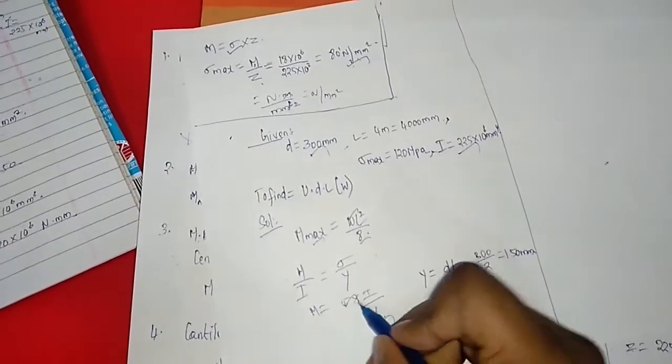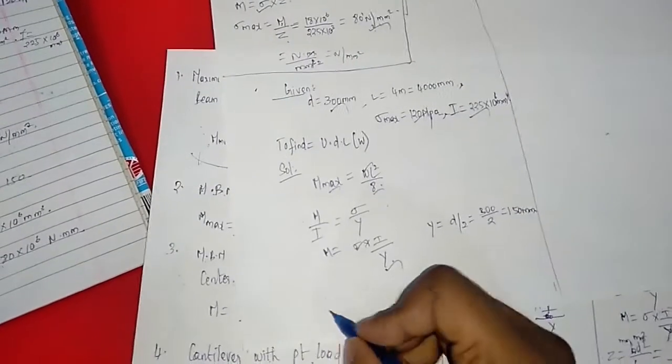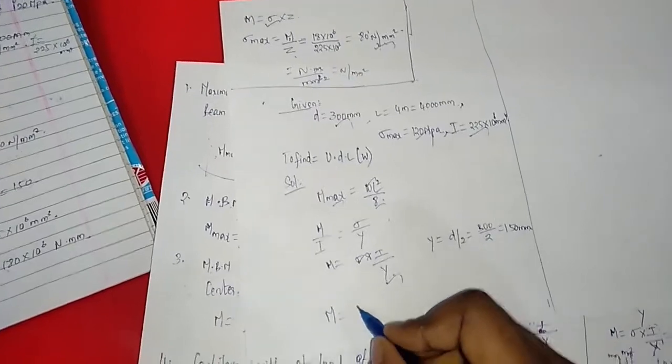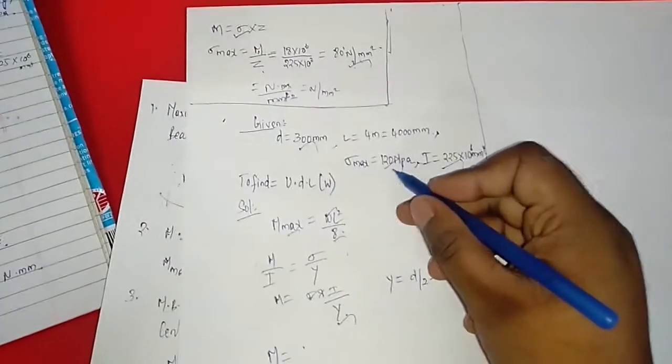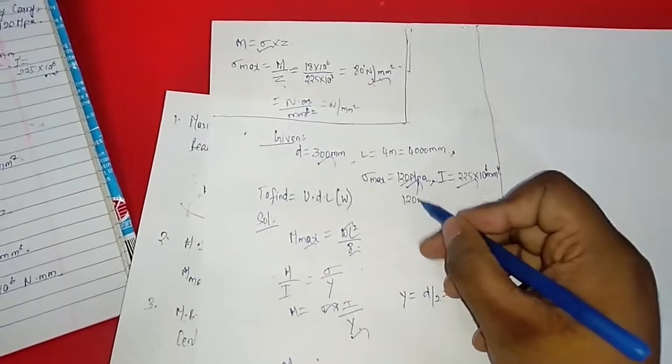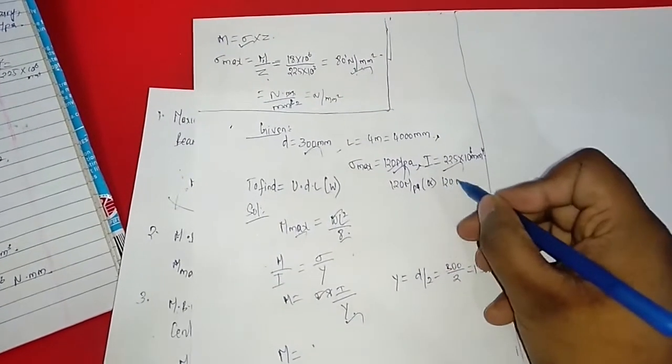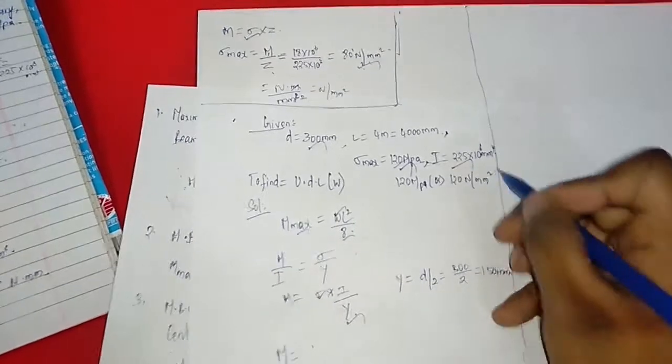Sigma is given in the question. So to find the maximum moment, M is equal to sigma into I by Y. What is sigma? They have given 120 MPa, or 120 Newton per mm square.